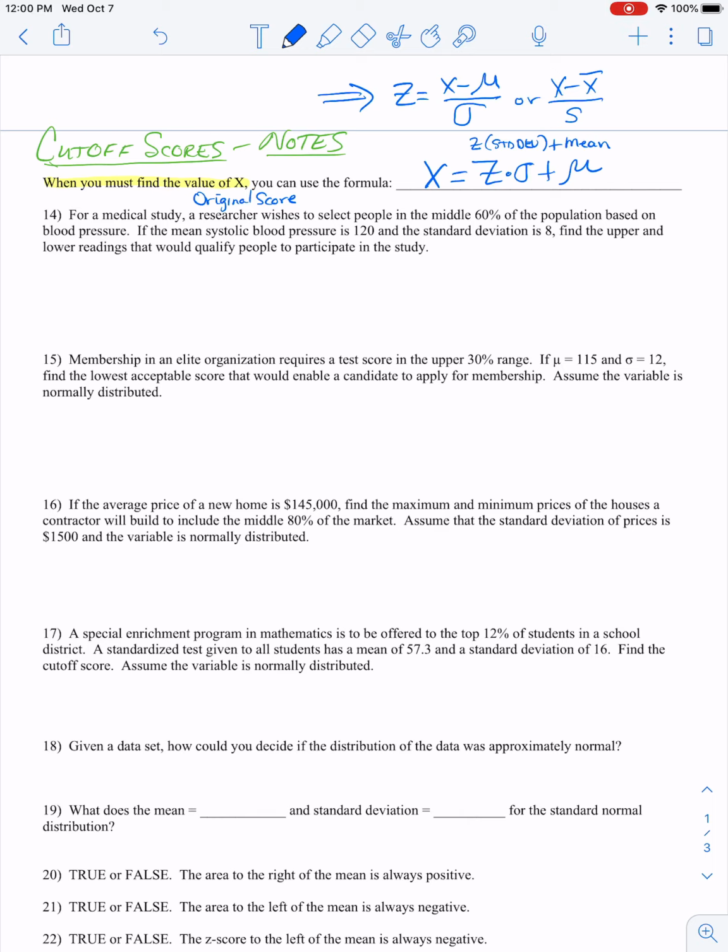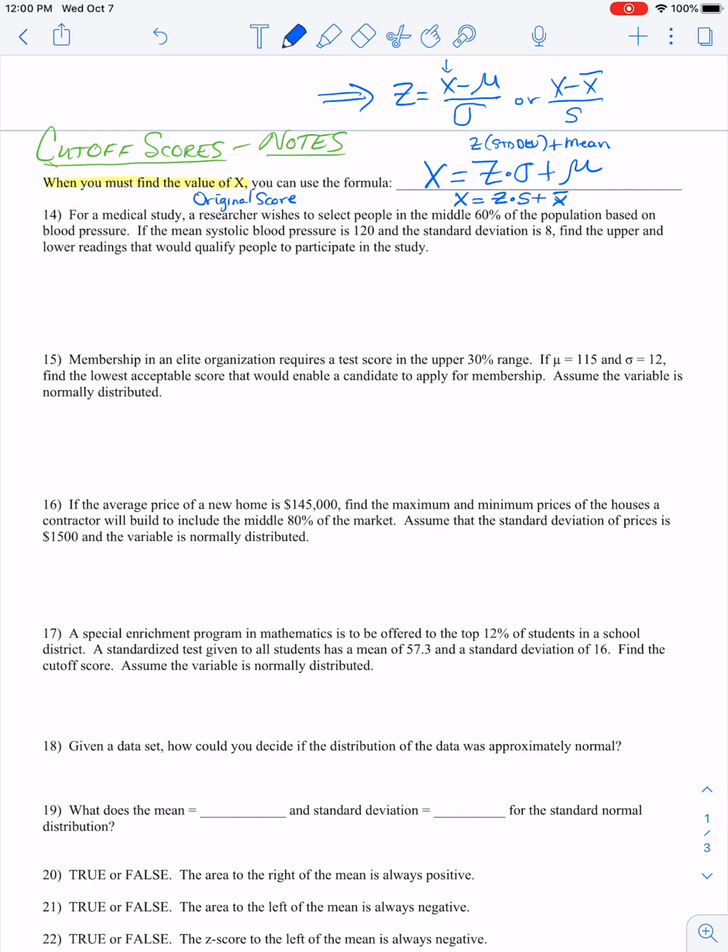We can have a similar statement in terms of sample notation. The x value would be z times the standard deviation plus x bar, and that's doing the exact same thing if we have sample statistics. All right, let's try one of these.